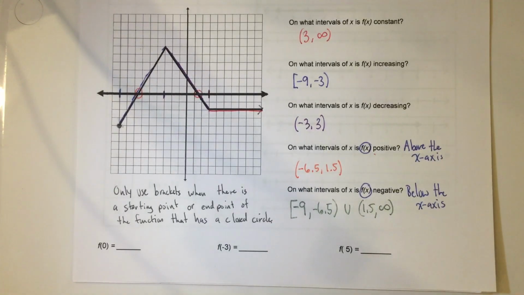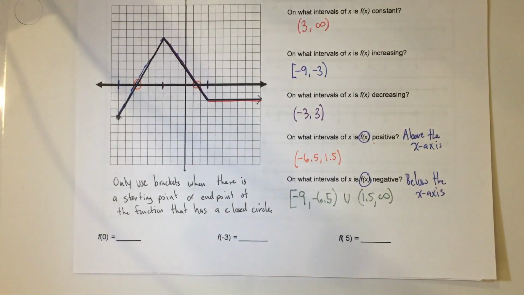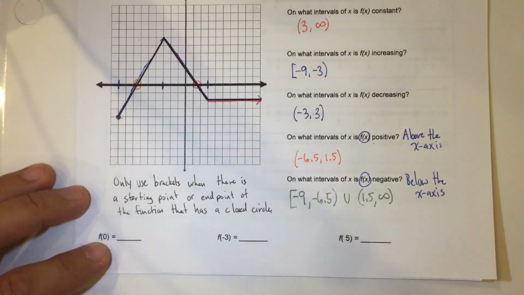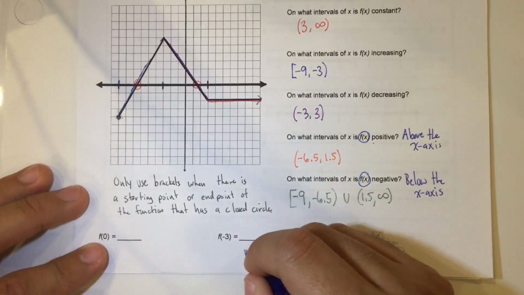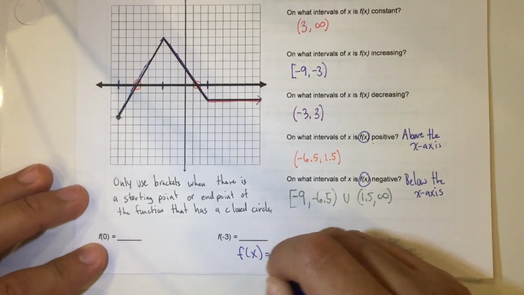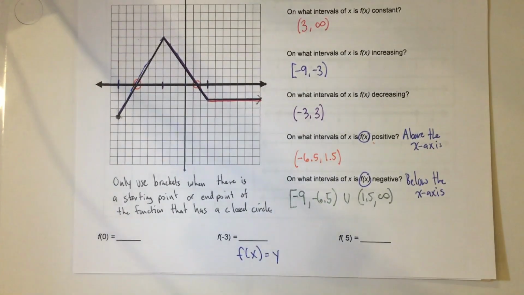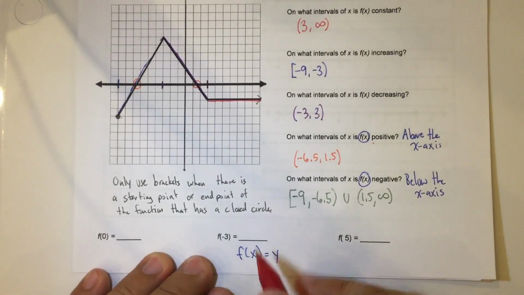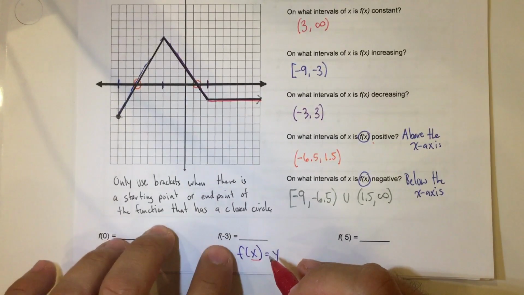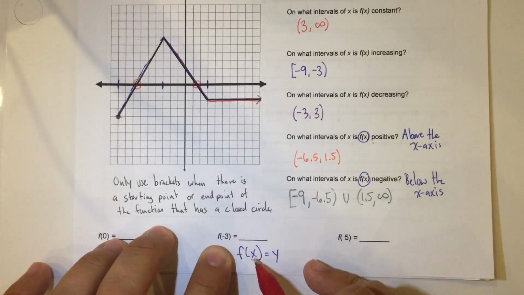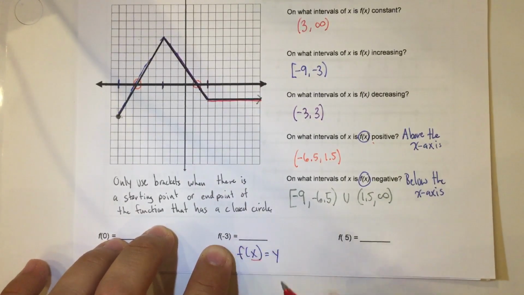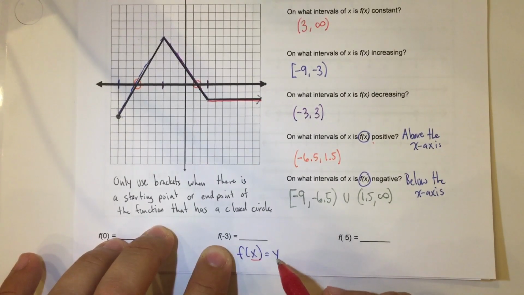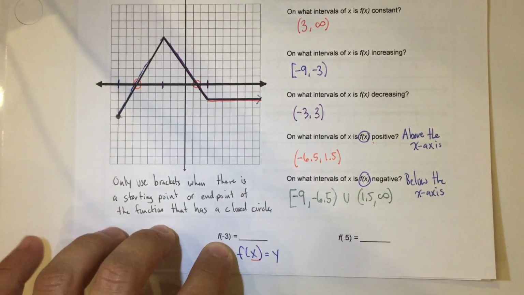All right, last but not least, we have these things right here, f of 0, f of negative 3, and f of 5. So let's talk about function notation really quickly. We should recall that f of x is equal to y. Okay, so that's function notation there. So pretty much what we're giving you here is, if I give you a number here, like f of negative 3, I'm telling you that x is negative 3. What I'm asking you to find is the corresponding y value. So how would I do this problem?